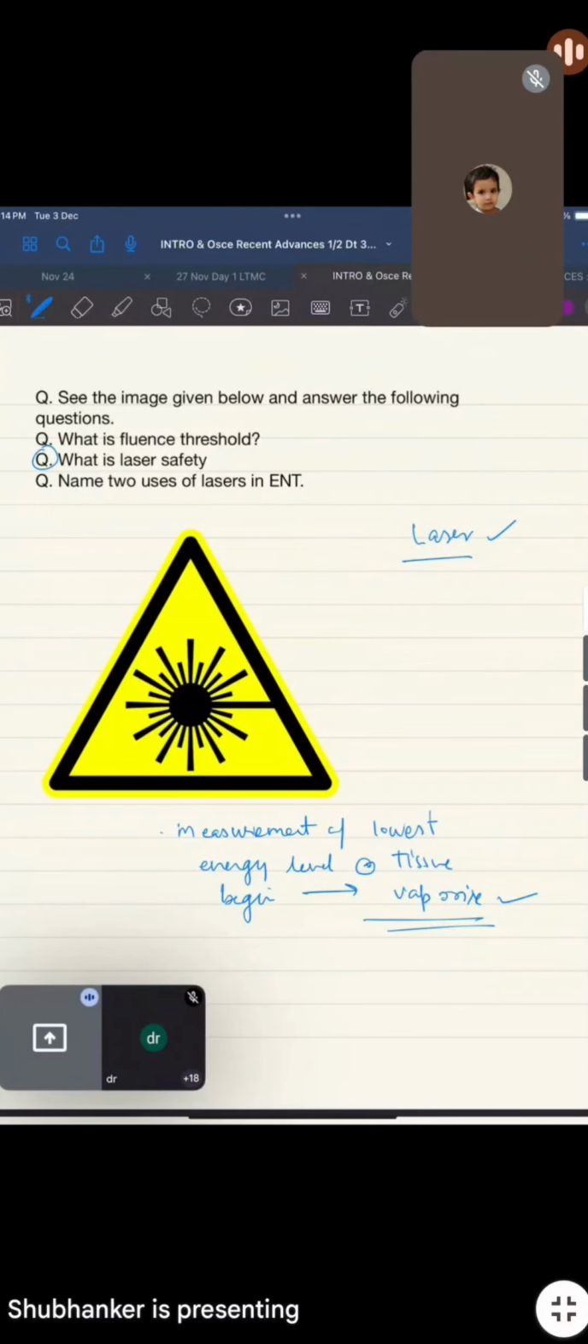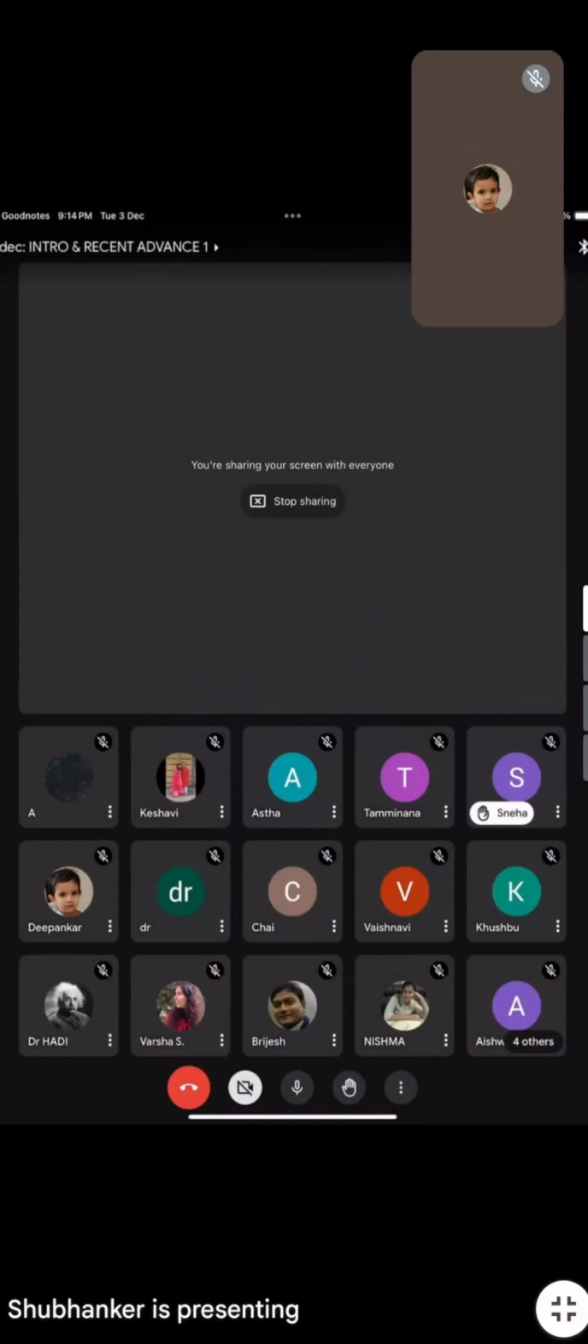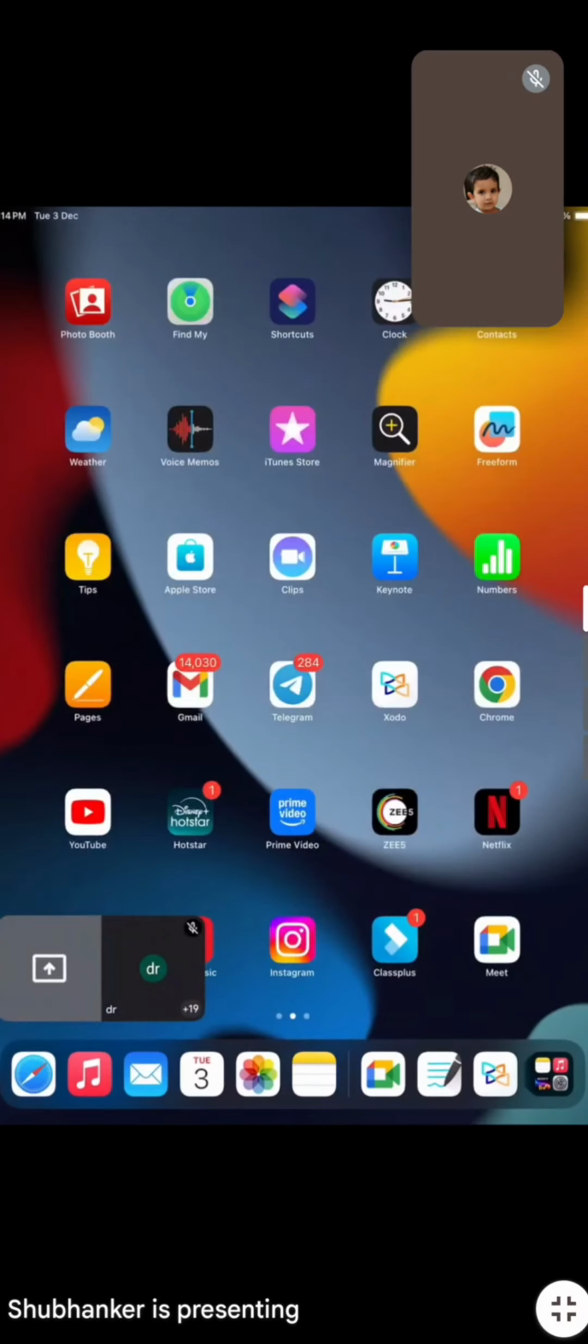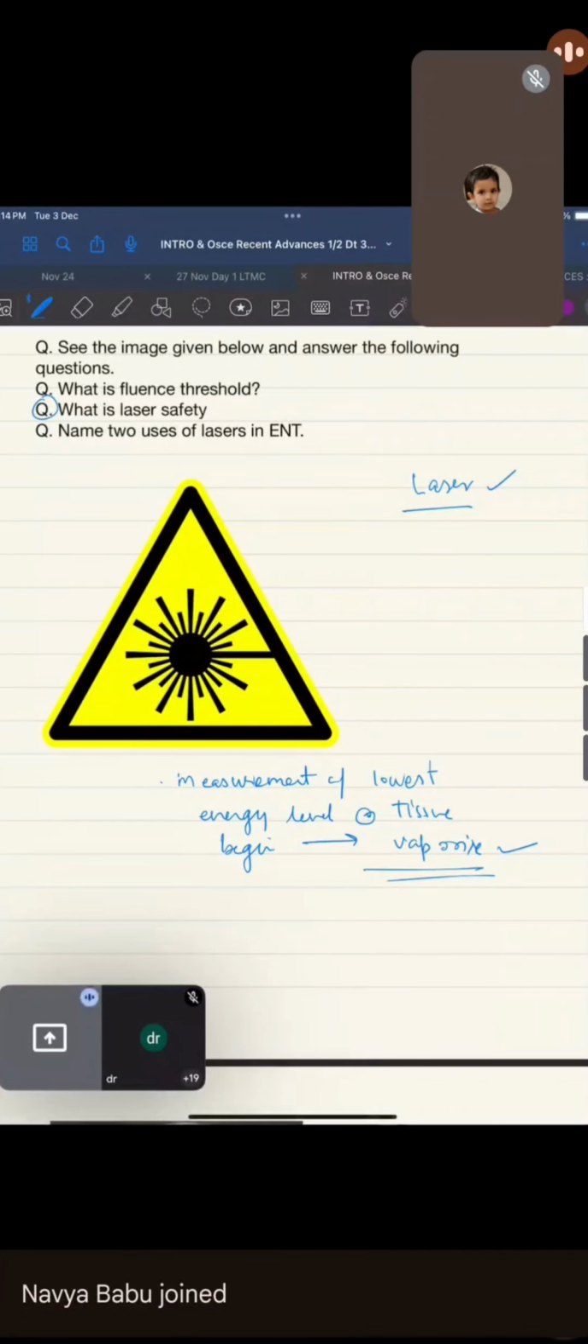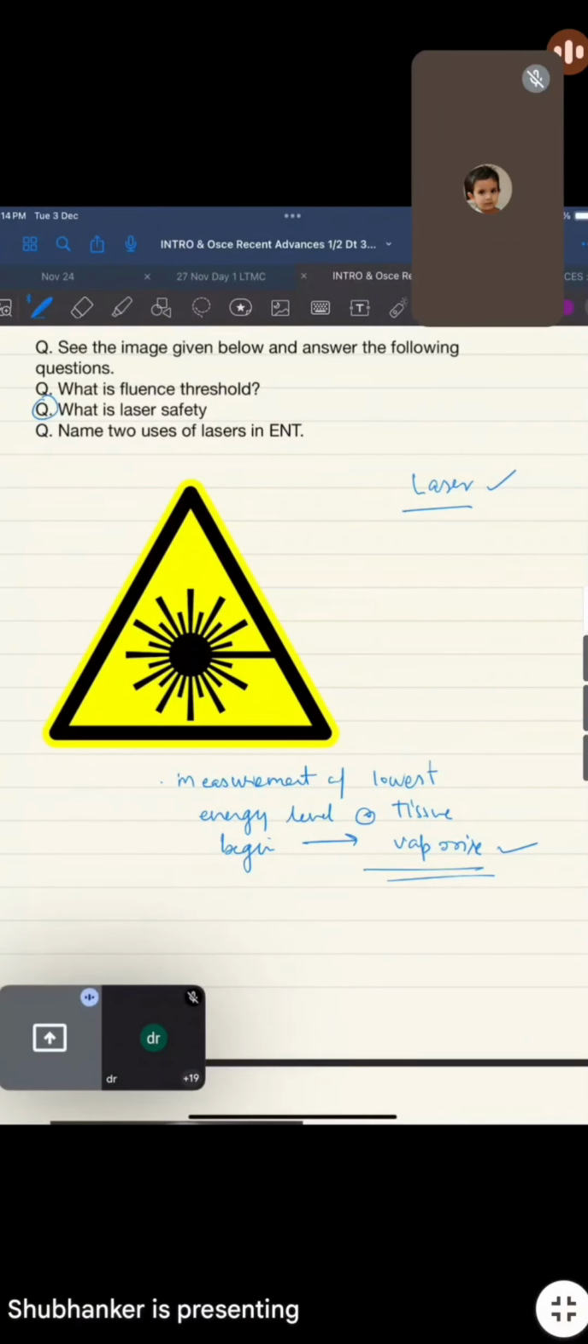Okay, now name 2 uses of lasers in ENT. ठीक है. So after these 2 questions, what is laser safety हो गया, name 2 uses of lasers in ENT. So we are well versed with these type of uses, है ना, कि we use it in stapes surgery, in various other larynx procedures we all use, in various nodules we use. So we are through with this answer.